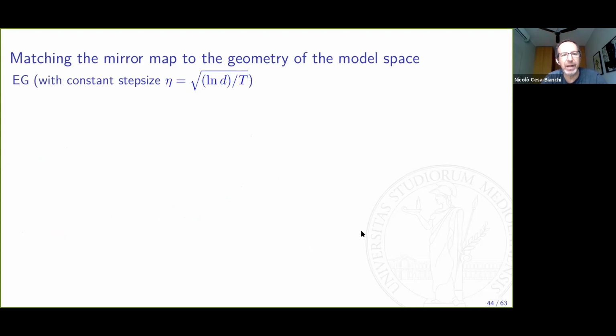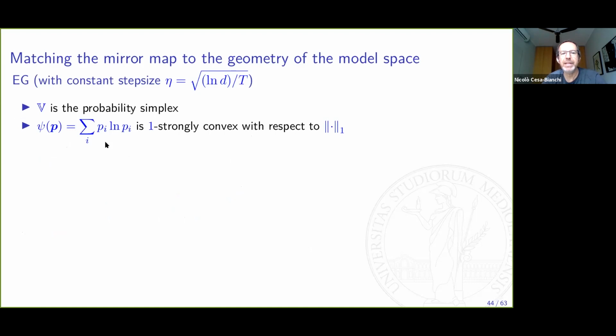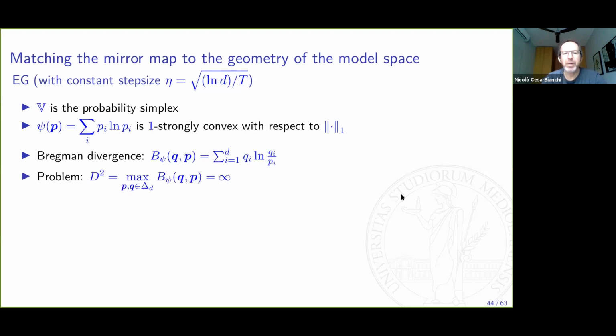All right, so now let's look at EG. Here my decision space is the probability simplex. My mirror map is the negative entropy, which is one strongly convex with respect to the one norm. This is important, the one norm. I'm changing norm here, and this makes sense because we are in the simplex. The Bregman divergence is the relative entropy. However, I have a problem because the diameter of the simplex with respect to the relative entropy is infinity. I have the log of a ratio, and this is bad. If I get to the corners, I get infinity.